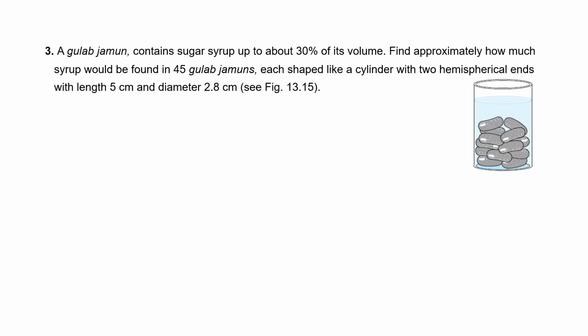Next question is, a jamun contains syrup up to 30% of its volume. See, this is sugar syrup. Find approximately how much syrup would be found in 45 jamuns, each shaped like a cylinder. The shape of the jamun is like this. It's our sweet. We may make it round or in a cylindrical shape also. So they have made it in a cylindrical shape.